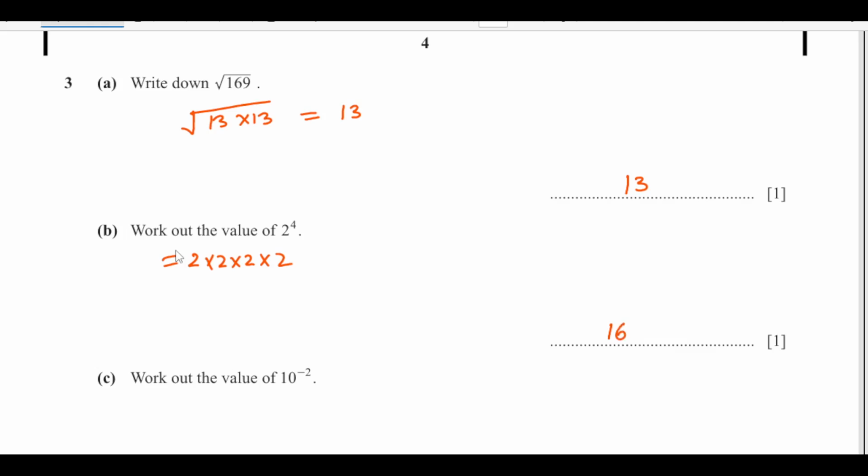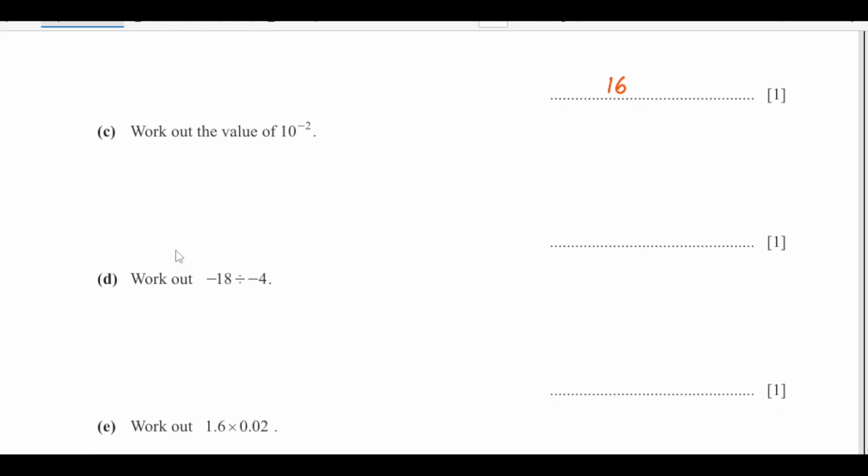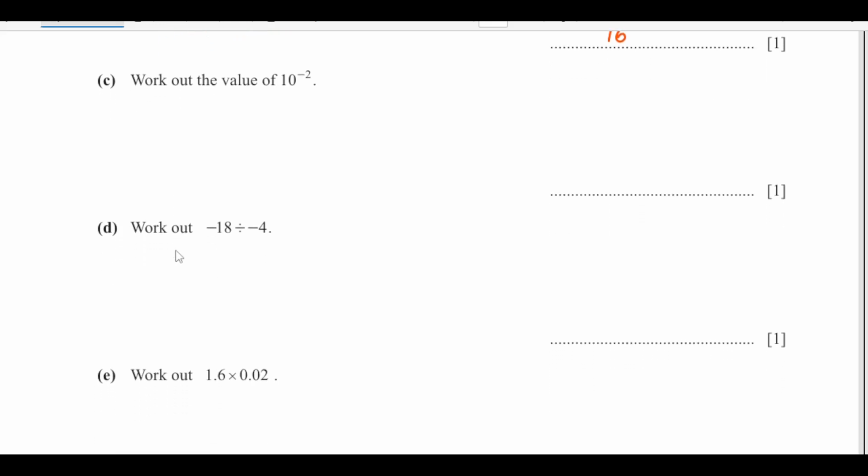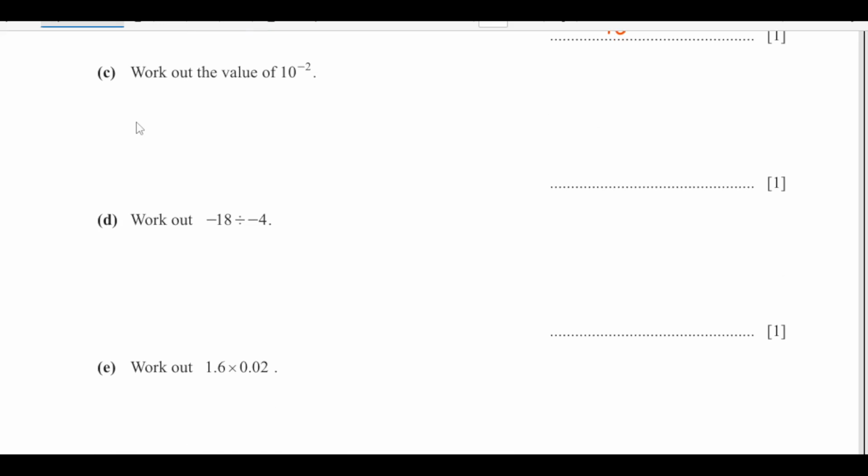So now next we have 10 raised to power -2. Now it is a negative power, so we use the rules of exponents. Whenever the power is negative, we can write it as 1 over the base with the positive exponent. So 10 raised to power -2 is going to be 1 over 10 power 2. So 10 times 10 is 100. So 1 over 100, right?